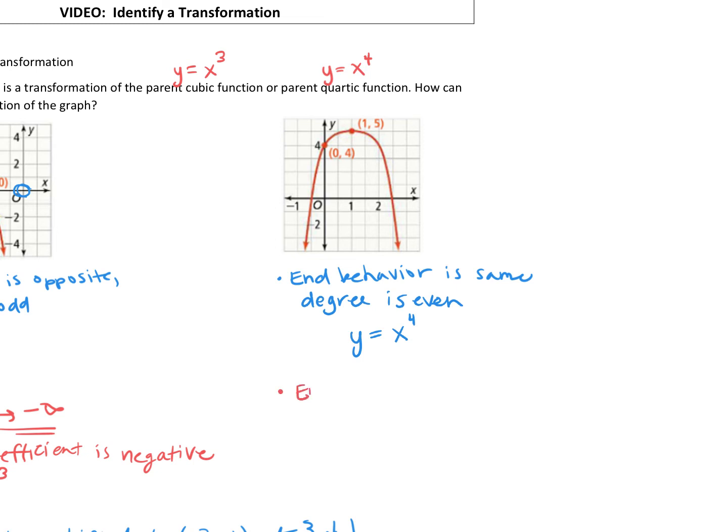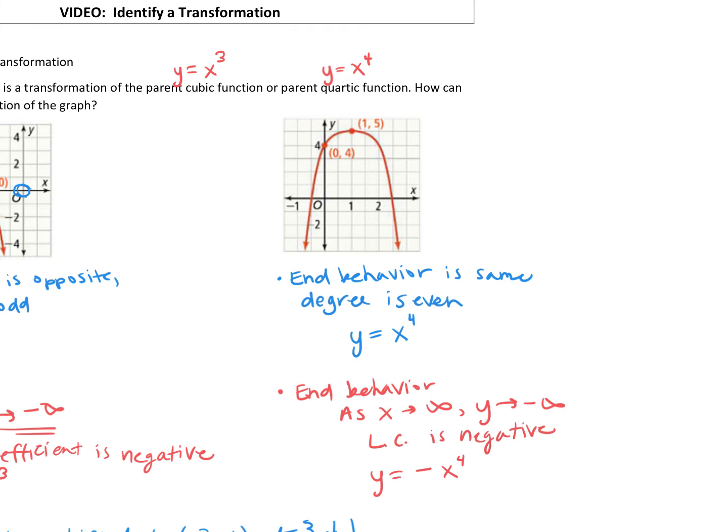Let's keep looking at the end behavior because we can get a leading coefficient out of this. The end behavior on the right side, as x approaches positive infinity, so again, that's the right side of your graph, our function is going down. That means the y values are approaching negative infinity. What kind of leading coefficient makes the y values go down on the right side? That is a negative leading coefficient. So let's put in a negative leading coefficient: y equals negative x to the fourth.